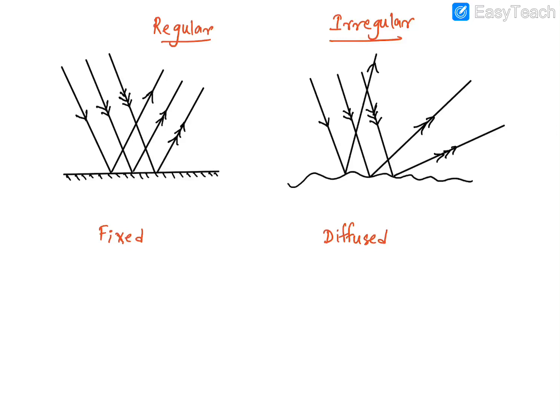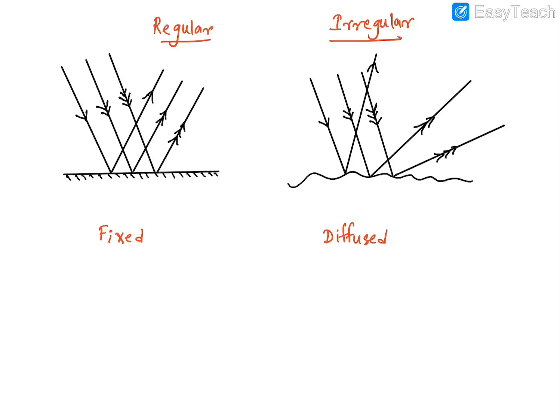Clear? So when we say looking at ourselves in a mirror, we are making use of what kind of reflection? Regular reflection. When we are looking at the objects around us for the whole day, that is the irregular reflection. Okay, so these are the differences between them.